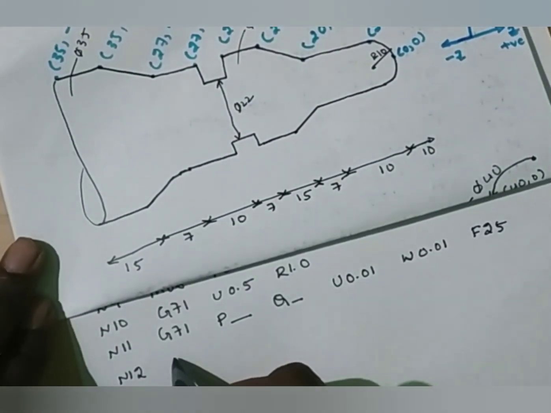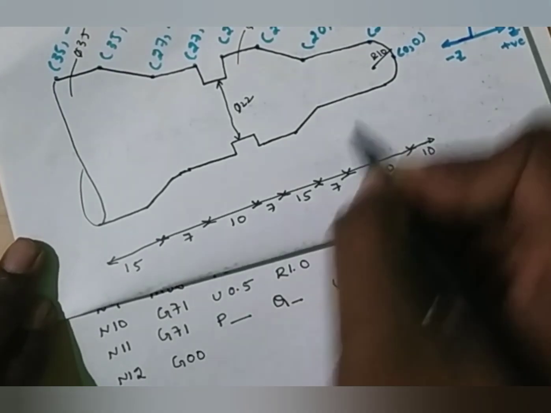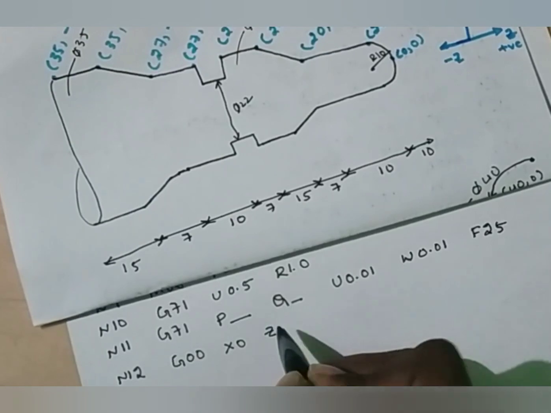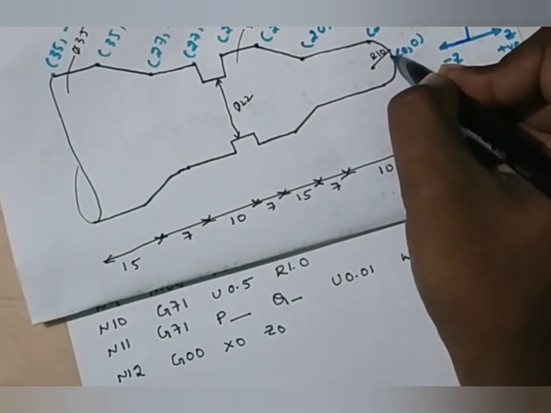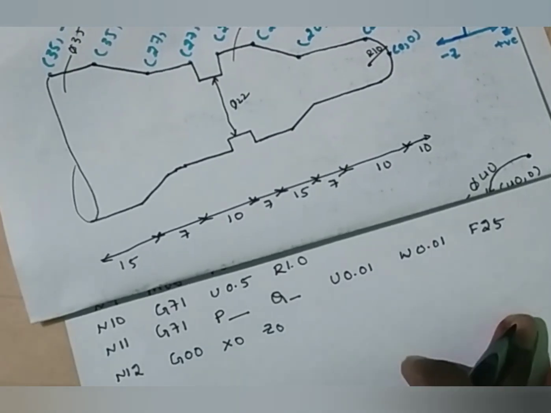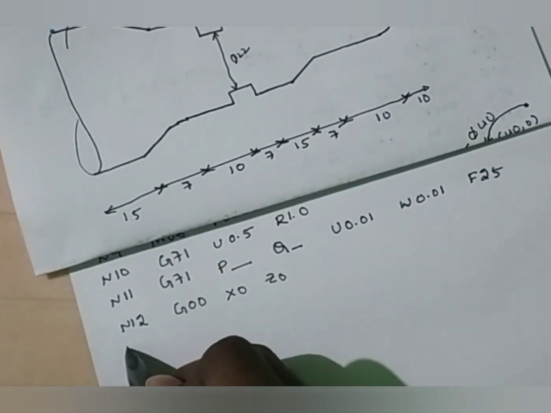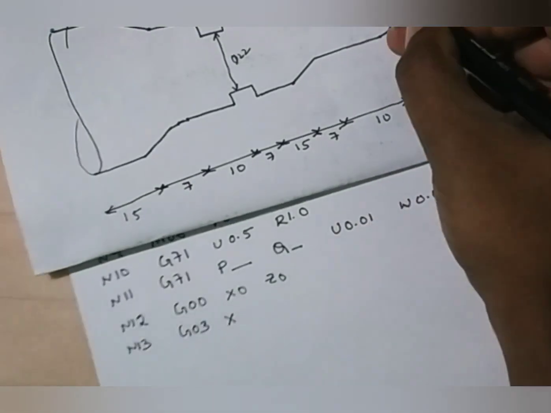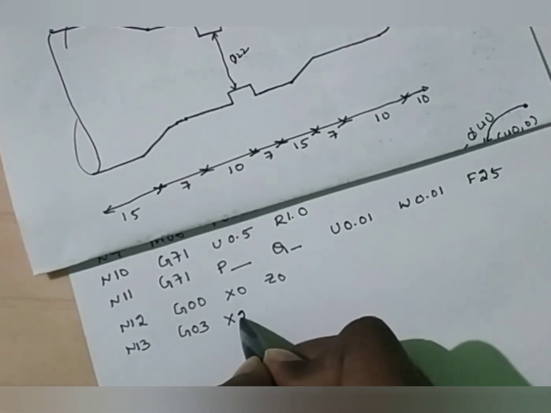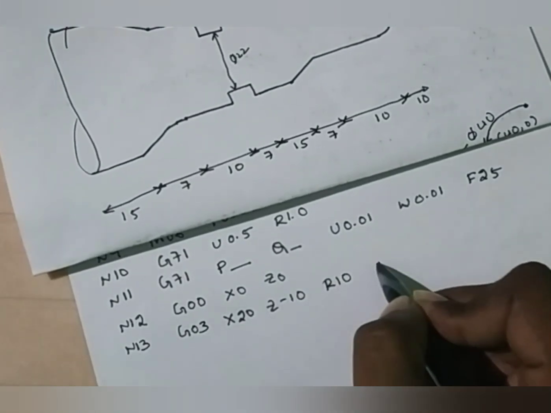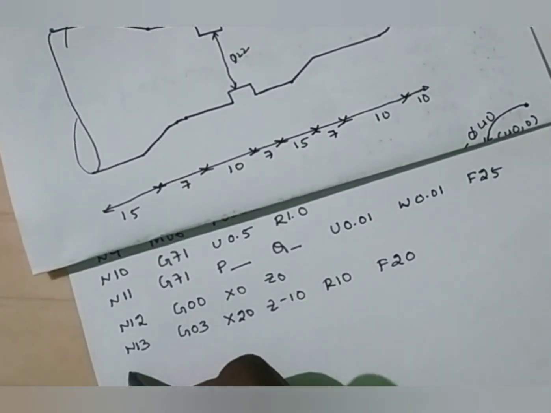To move the tool rapidly, we have to use the G00. What is the coordinate at this point? X0, Z0. Now the tool is here. Now we have to move the tool from here to here. You can observe that it is circular interpolation in anticlockwise. For anticlockwise, the code is G03. The coordinate is X20, Z minus 10, and radius value is 10, and feed value let it be 20 mm. Okay, next line.